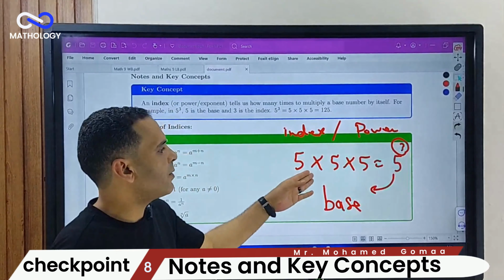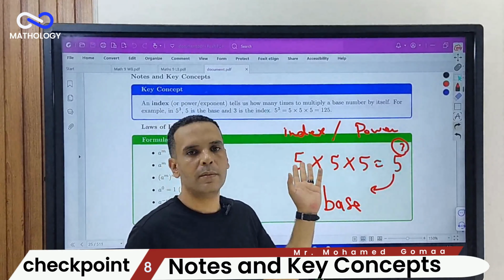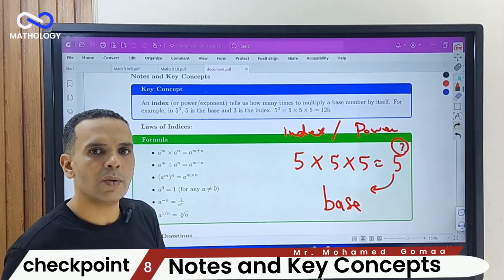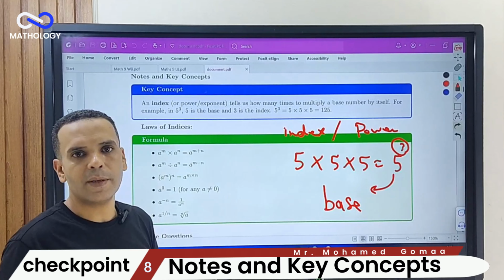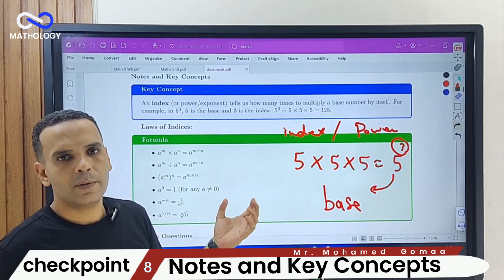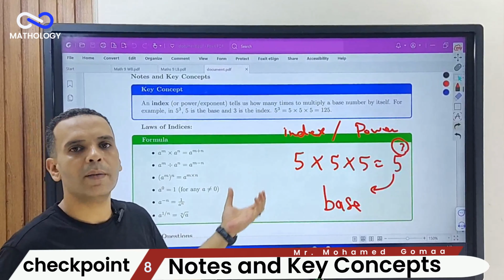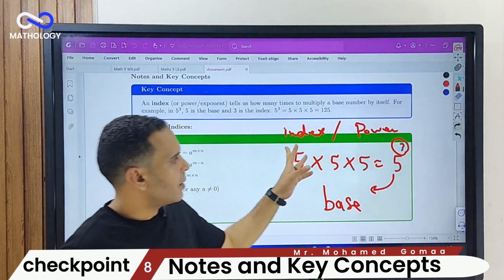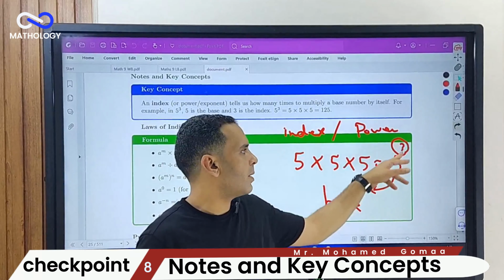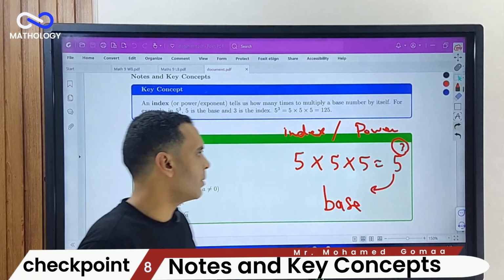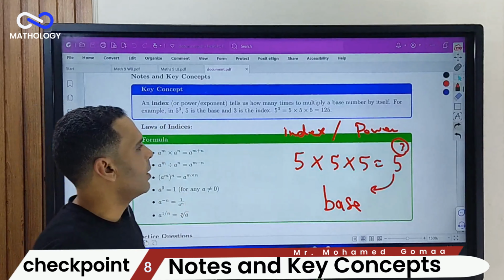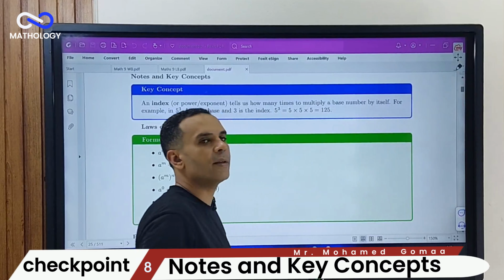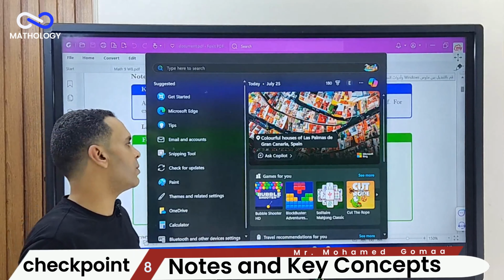Okay, 5 to power 3 means 5 times 5 times 5. 7 to power 2 means 7 multiplied by 7. Any number raised to any power, you multiply this number by itself the number of times which the power indicates. We have rules. You have to remember or memorize these rules.